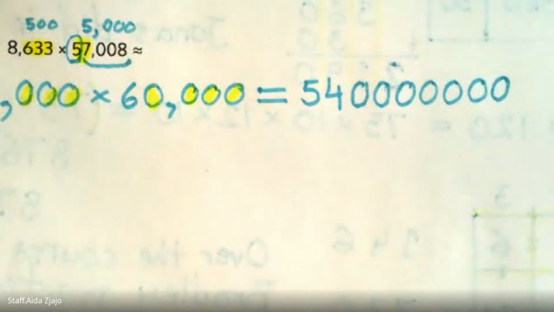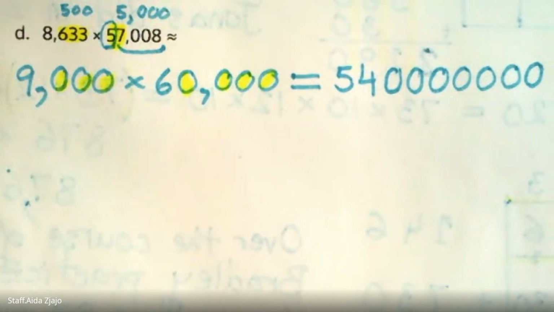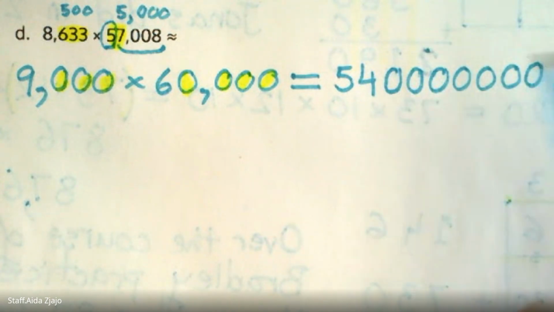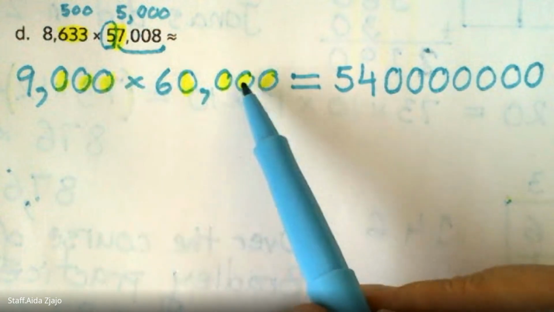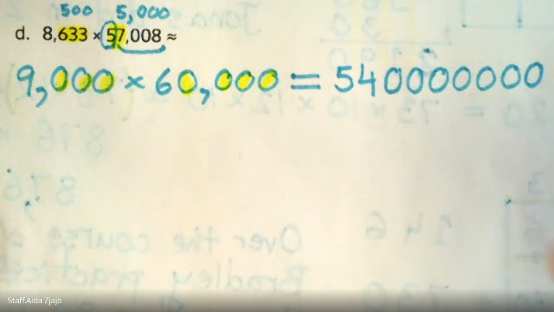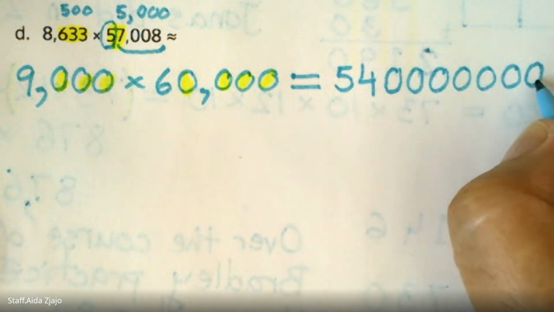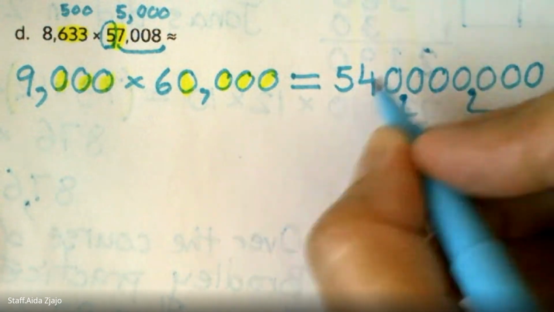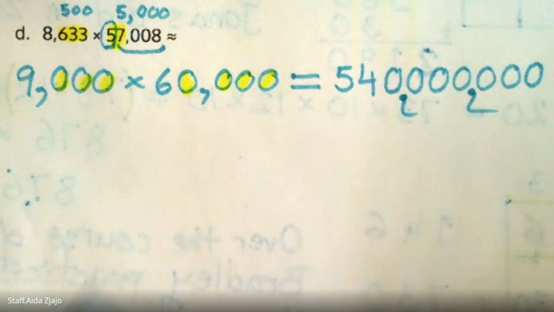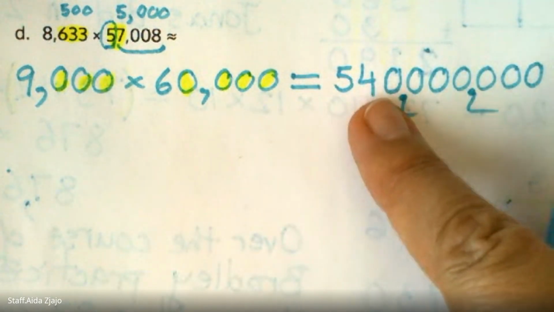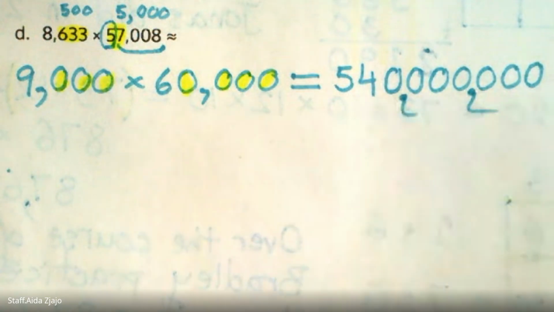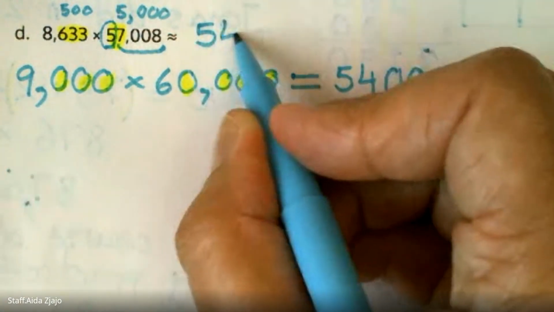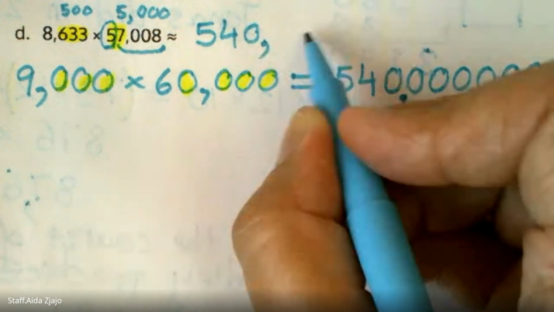Oops, you don't see it. Right. Okay, I think now it's all there. Okay, 1, 2, 3, 4, 5, 6, 7. Always check your work. Now I'm going to place the commas. 1, 2, 3, ones period. 1, 2, 3, thousands period. 1, 2, 3, millions period. So that is 540 millions. That is my estimation.